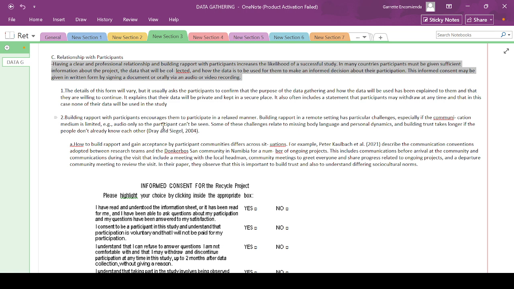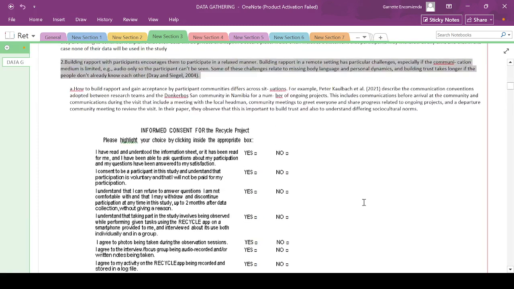The details of this form will vary, but it usually asks the participants to confirm that the purpose of data gathering and how the data will be used has been explained to them and that they are willing to continue. It explains that their data will be private and kept in a secure place. It also often includes a statement that participants may withdraw at any time and that in any case, none of the data will be used in the study. Building rapport with participants encourages them to participate in a relaxed manner.